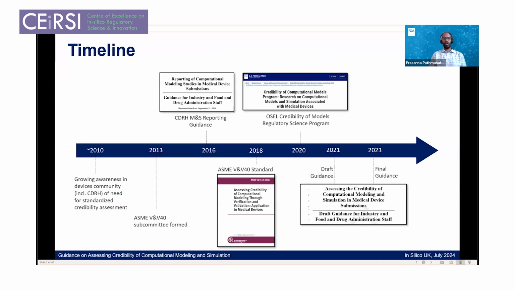And actually, Kenny Aycock from FDA will be talking about that one tomorrow. In 2020, we formalized our credibility and modeling efforts into a research program, a regulatory science program. And then in 2021, after a couple of years of working on it, we developed this guidance that we released in draft, received a lot of great public comments, and then revised it, and the final guidance came out in November 2023.